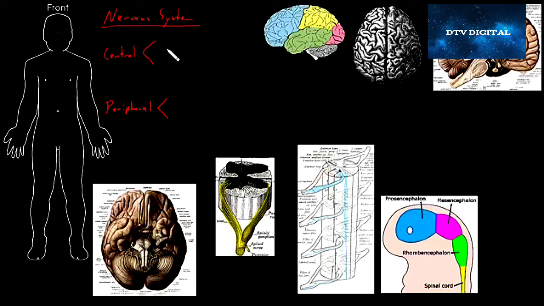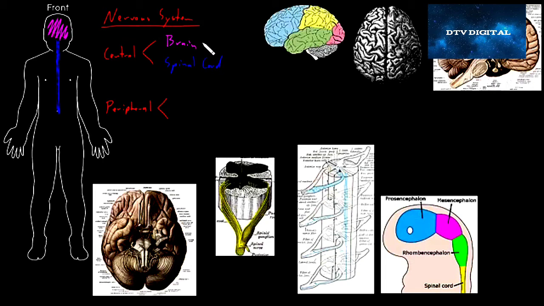The central nervous system is made up mostly of the brain, which is in the head, so I'll just color that in here in magenta, and the spinal cord, which is in the spine. So I'll just color that in blue. That's this long, thin, tube-like structure that goes down the spine.